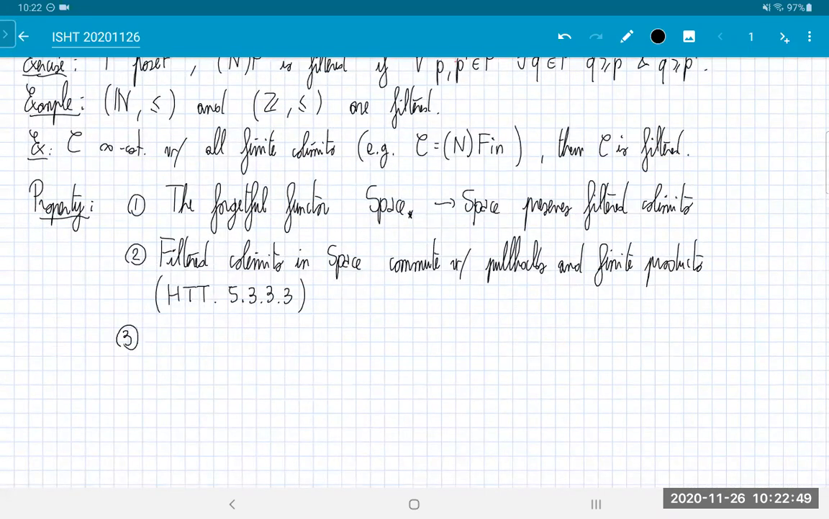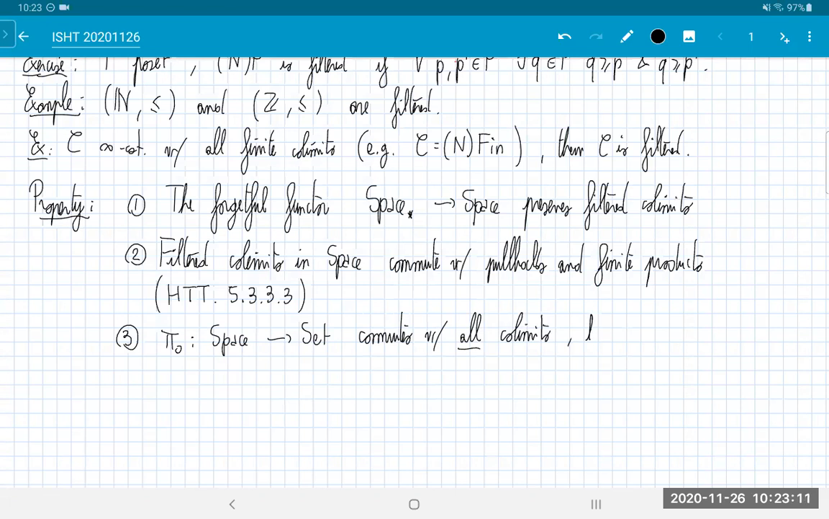And the third is actually more than a property; it's a consequence of properties one and two. We have pi zero from spaces to sets, which commutes with all colimits, because it's the left adjoint to the inclusion of sets into spaces. That's very easy to verify. Actually, I never remarked it before in this class, but it's very easy to verify. And you know that left adjoints commute with all colimits.